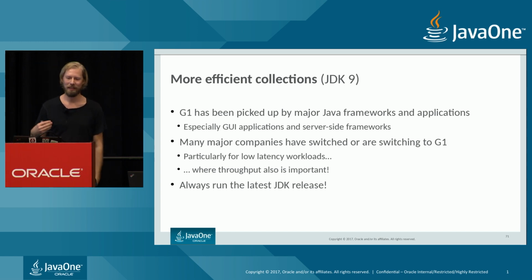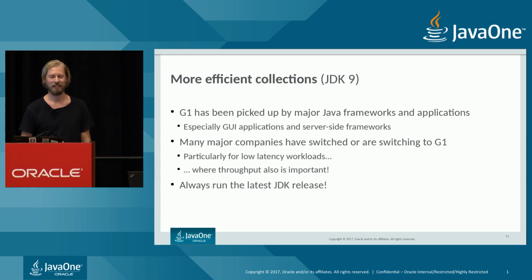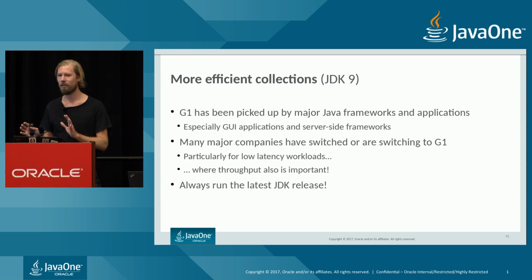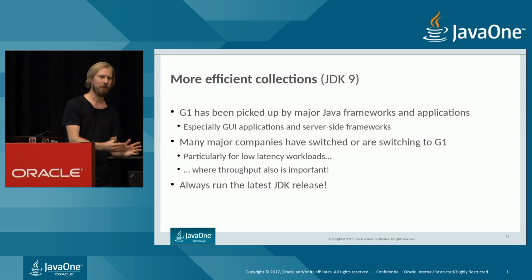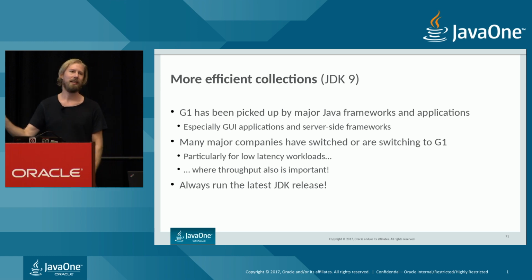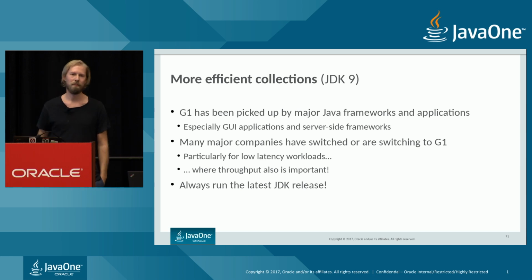So G1 has been picked up by major Java frameworks and applications, especially GUI applications, such as some very well-known IDEs, and also server-side frameworks. Many major companies have also switched or are switching to G1 for their workloads, particularly those where they care about the pause times, but also care about the throughput and need a mix of those. And remember to always run with the latest JDK release if you are running with G1, because improvements are being added continuously, so you want to ensure you get the best performance by running with the latest version.